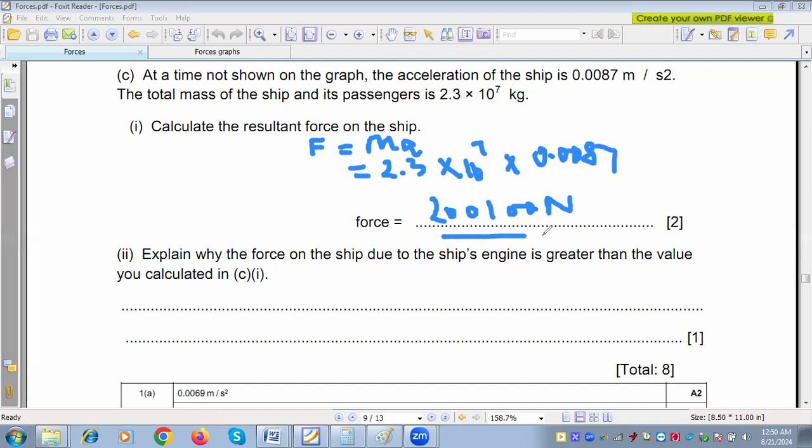The resultant force is what? Forward force minus resistive or opposing forces. I am writing here, R is showing the resultant. So it means the engine force has to be greater. The force which the engine is applying will be the sum of the opposing forces plus the resultant force: R plus friction or drag force or opposing forces.